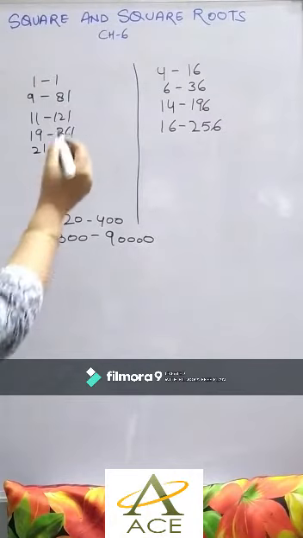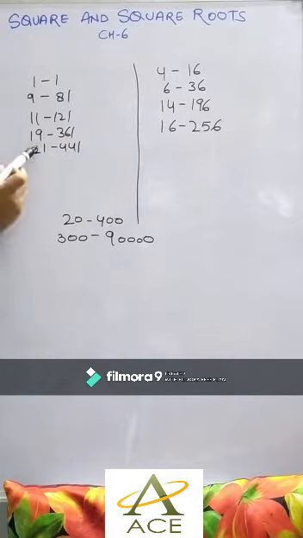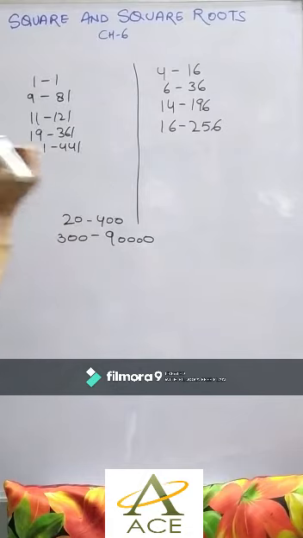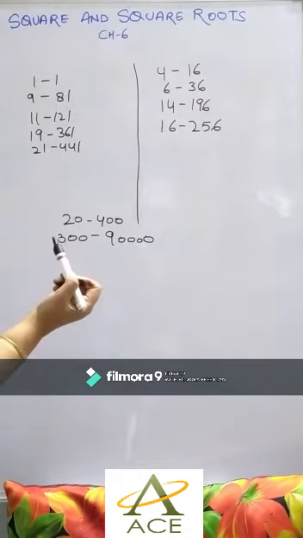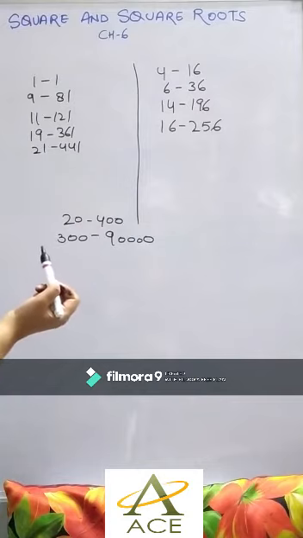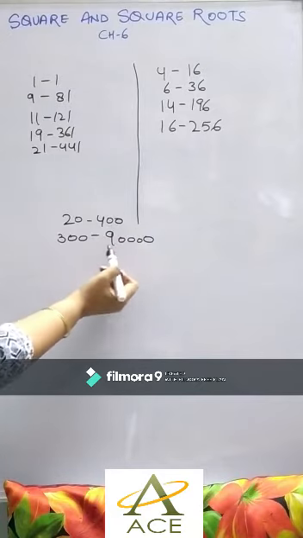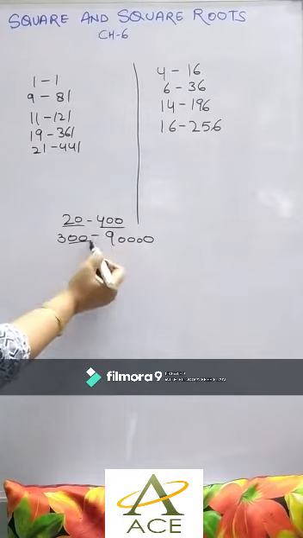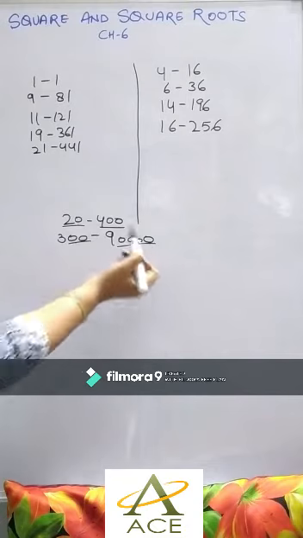Now the next property of square numbers. See, if we see these square numbers, we will notice that the number ending with 1 and 9 will always have 1 at the unit place when we square it. Similarly, number ending with 4 and 6 will always have 6 at the unit place when we square it. And the number ending with 0, in this case the 0 will be doubled. For 20 it will be 400, 0 is doubled. For 300 it will be 90,000, and here we will have 4 zeros.